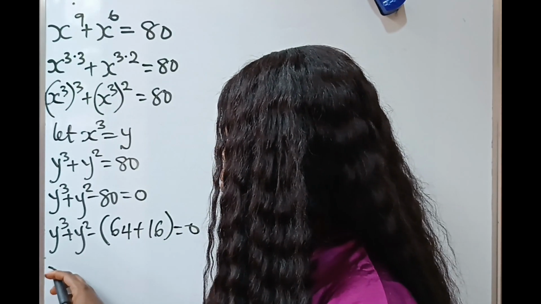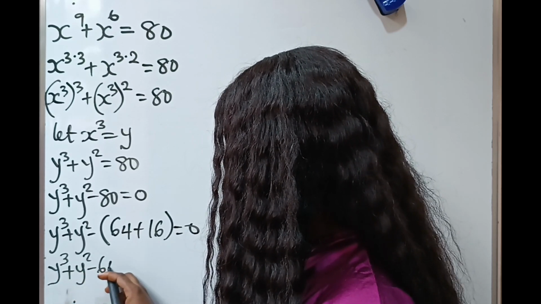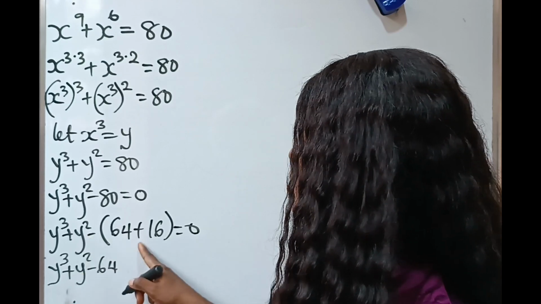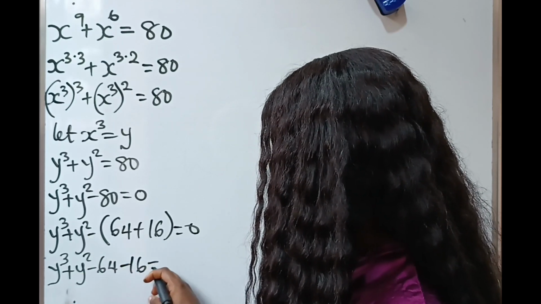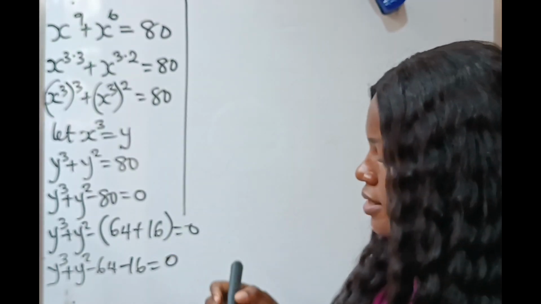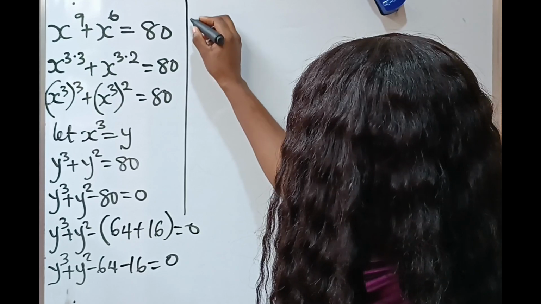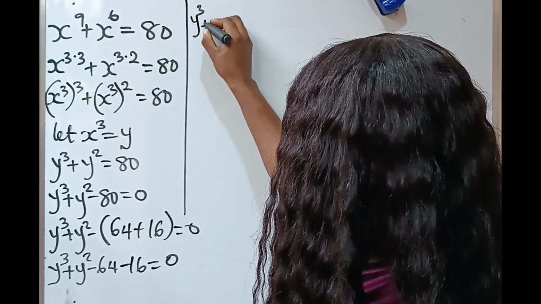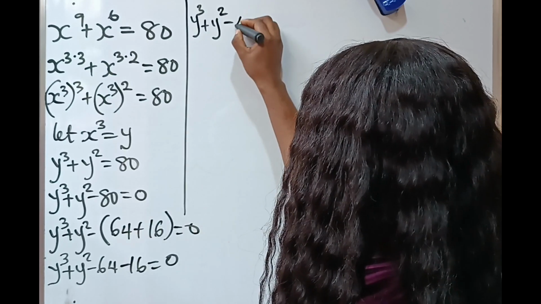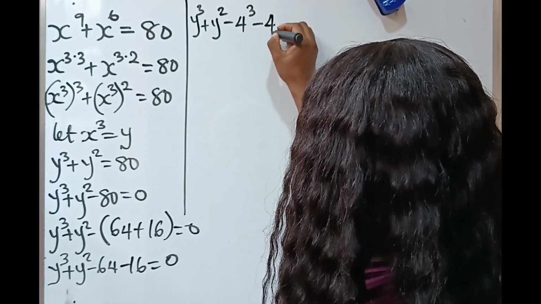All right, so we have y to the power of 3 plus y squared minus 64 minus 16 is equal to 0. If you still do not understand what I did there, just keep watching, you will see what I meant. Now we have y to the power of 3 plus y squared. Now minus 64 is the same thing as 4 to the power of 3, right? Minus 16 is the same thing as 4 squared.